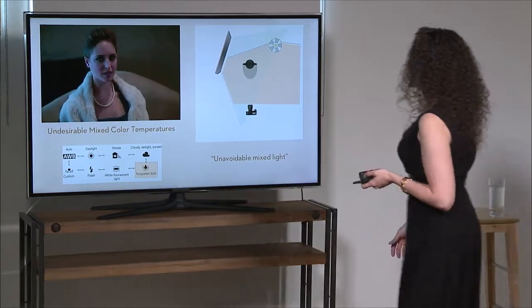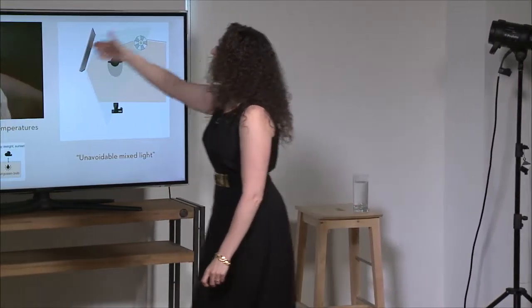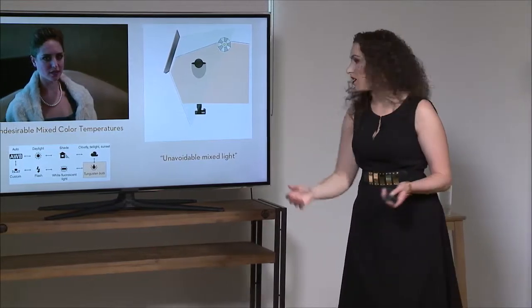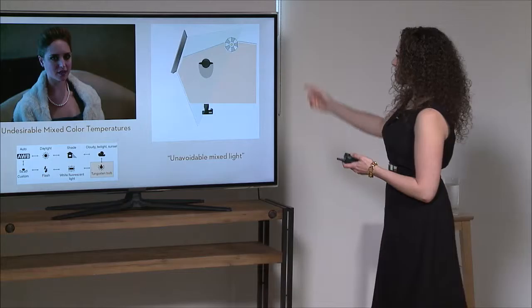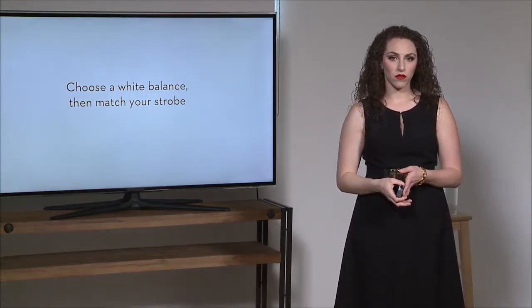But let's say that I don't have a choice. It's a bridal party. They're sitting at the head table, and there's a window on the left and tungsten on the right, and there is nothing I can do about it. So what do you want to do? With unavoidable mixed light, as you have here, you're going to choose a white balance and match your strobe.